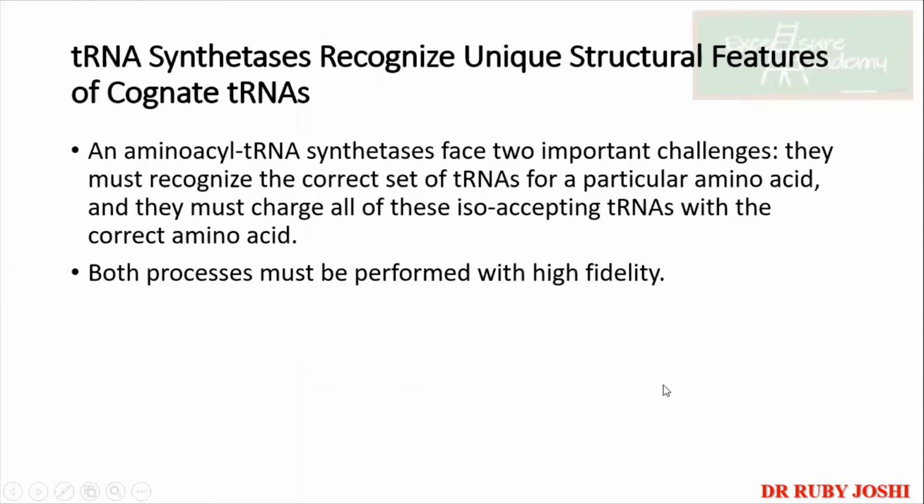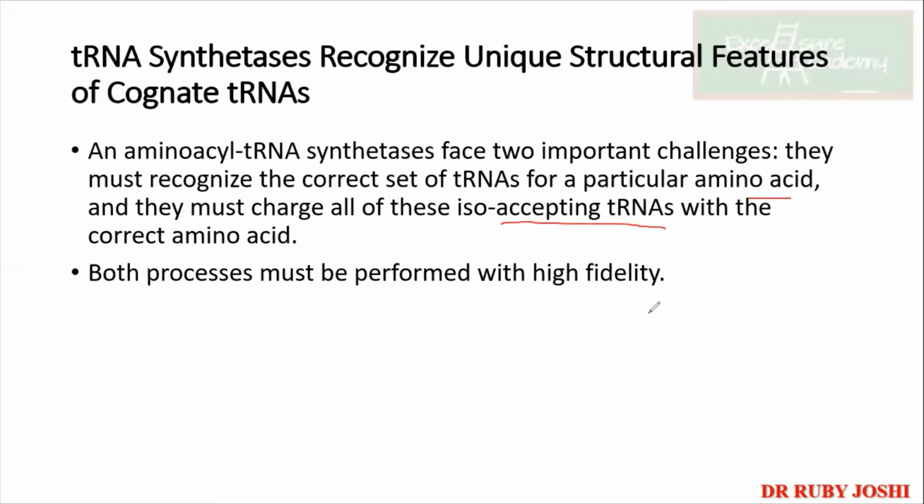Now, the tRNA synthetases recognize unique structural features of the cognate tRNAs. What do cognate tRNAs mean? The tRNA of a particular codon that carries that particular amino acid, okay? So aminoacyl-tRNA synthetases face 2 important challenges. Let's see what those are. They must recognize the correct set of tRNAs for a particular amino acid, and they must charge all of these iso-accepting tRNAs with the correct amino acid.